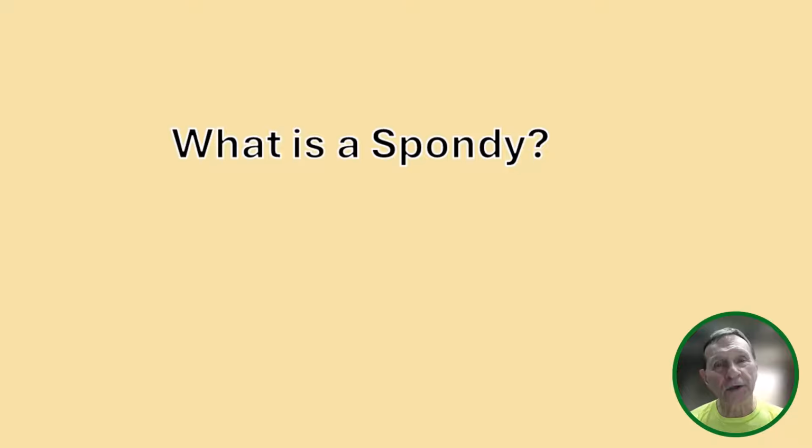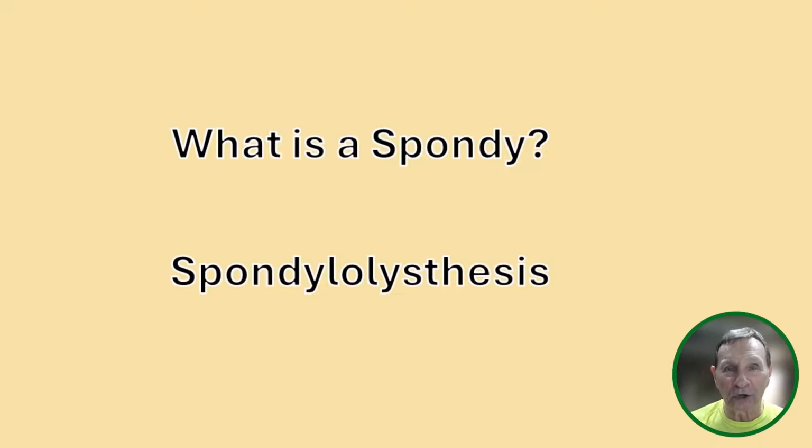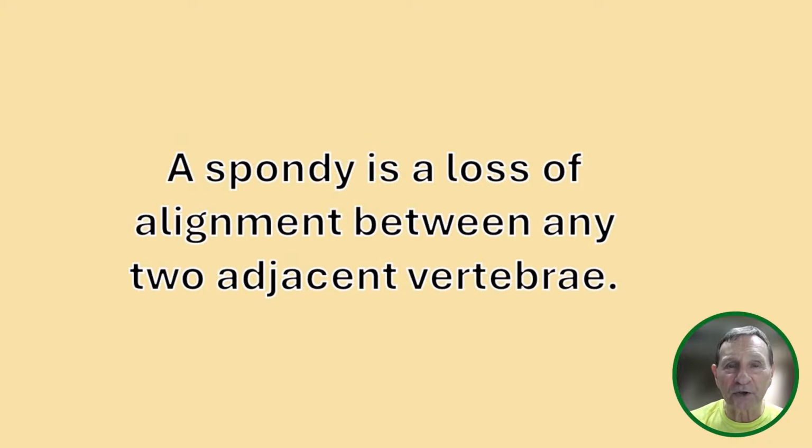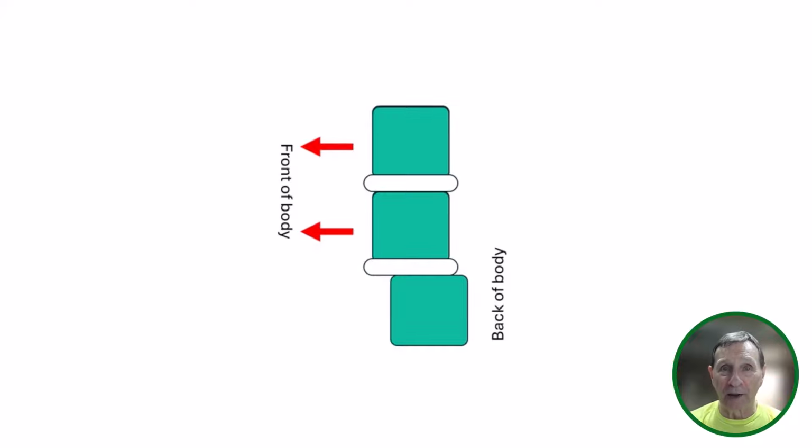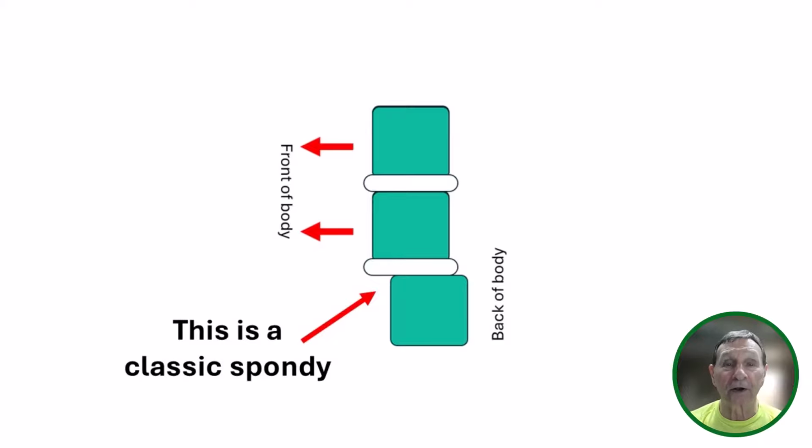And that is, what is a spondy? Or if you like the longer name, what is a spondylolisthesis? Simply put, a spondy is a loss of alignment between any two vertebrae in the spinal column. For example, when your vertebrae are in a nice straight line, they look pretty much like this right here. But when your vertebrae get pulled out of vertical alignment, they look more like this. And this is the orientation you find in a classic spondy.